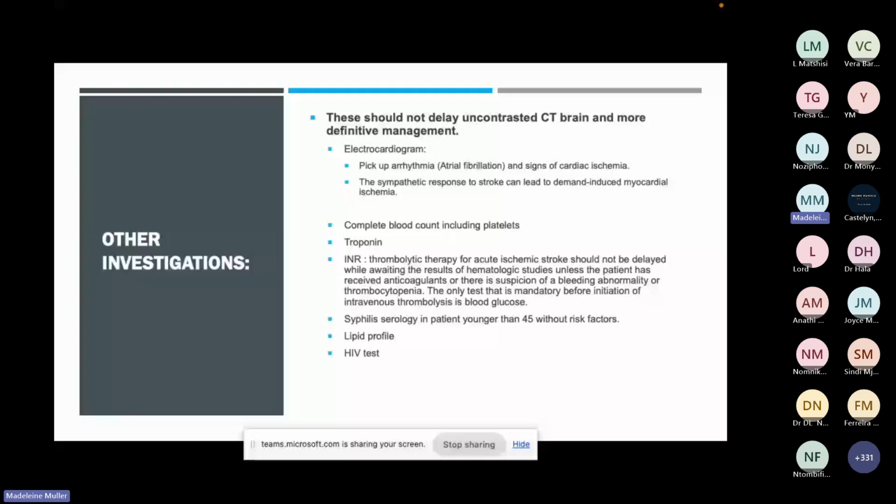Thrombolytic therapy for acute ischemic stroke should not be delayed while awaiting the results of hematological studies, unless the patient has received anticoagulants or there is suspicion of a bleeding abnormality or thrombocytopenia. The only test that is mandatory before initiation of intravenous thrombolysis is blood glucose. Syphilis serology in patients younger than 45 without risk factors, a lipid profile, as well as an HIV test.